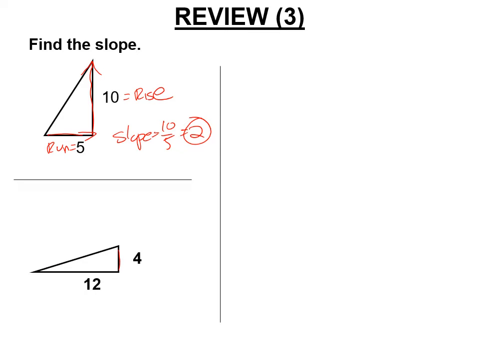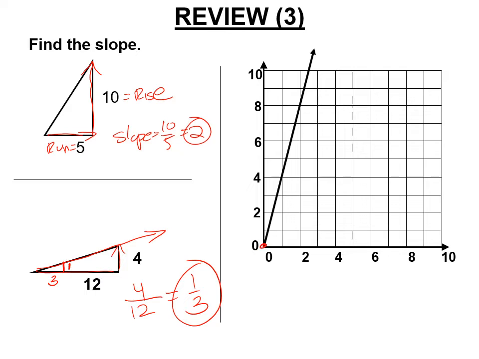Same thing here. The rise is 4. The run is 12. You're not going to leave it that way. You're going to simplify that to 1/3. Now, what does that mean? If you have a rise of 1 and a run of 3, that ramp and this run would perfectly line up, because a ratio of 4 to 12 and 1 to 3 are proportional, and they have the same slope.